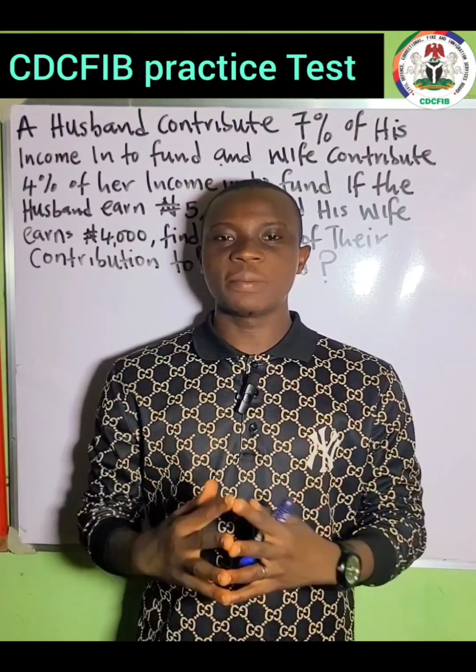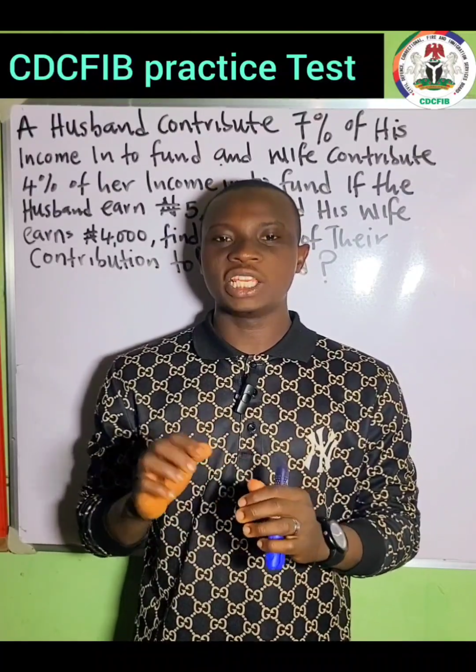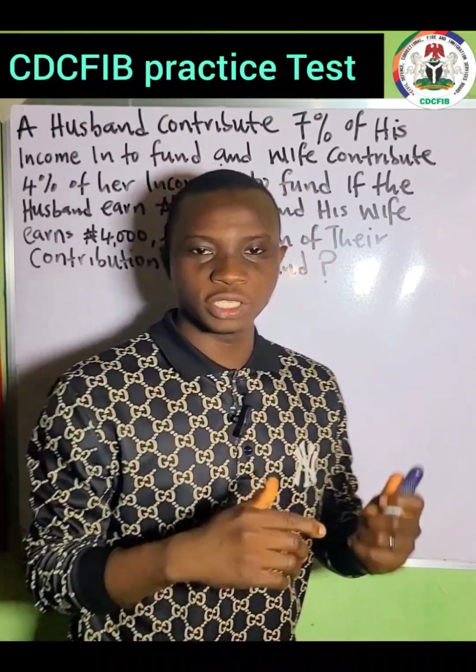A husband contributes 7% of his income into a fund, and his wife contributes 4% of her income into the same fund.